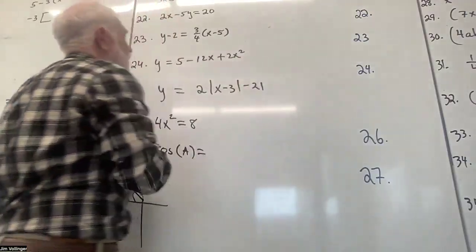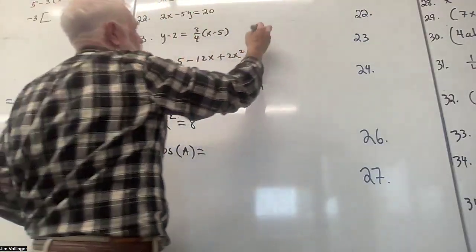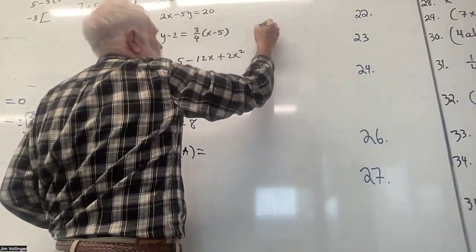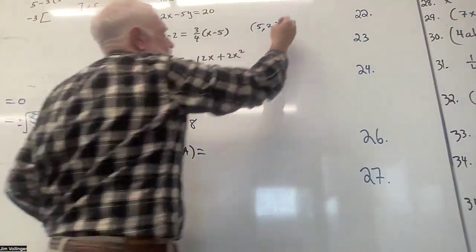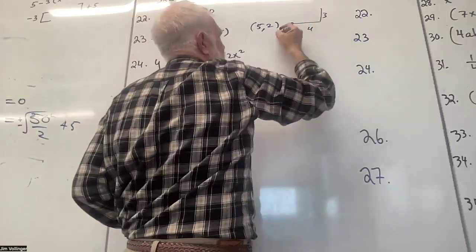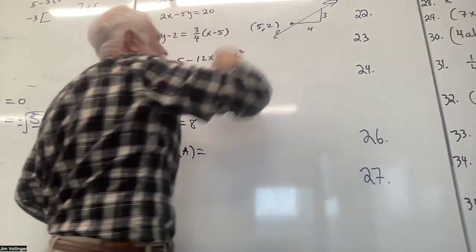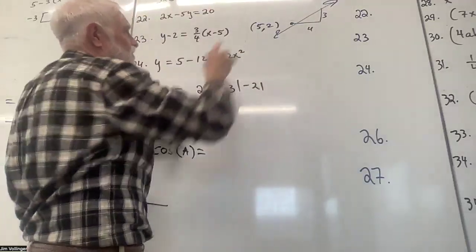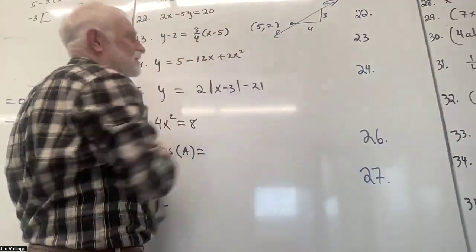Okay, I'm not going to sketch it. This one here goes through (5, 2). So you just write 5, 2, and it's going up. So put it there, over 4, up 3, right? And that's why it's called slope point form. You're supposed to see that point, you're supposed to see the slope.